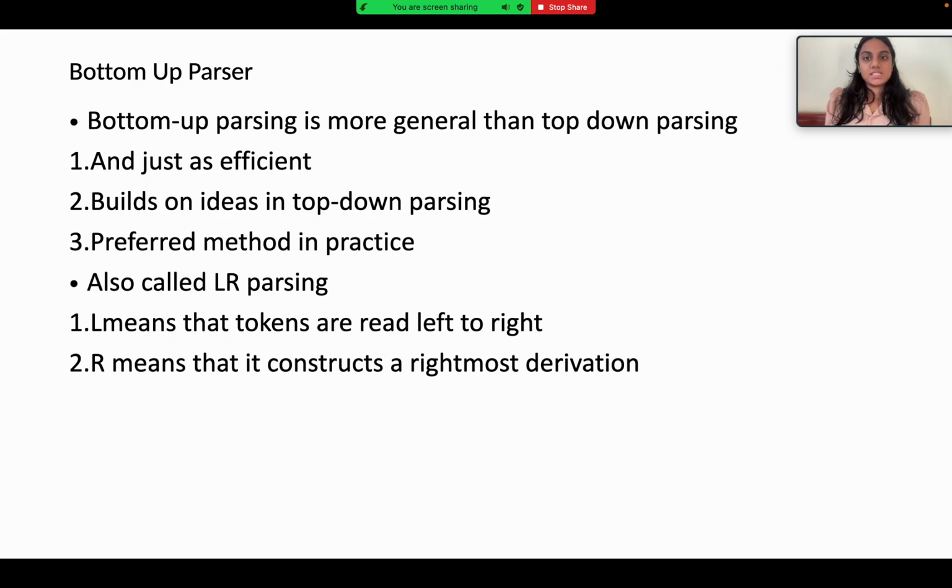Next is bottom-up parser. Bottom-up parsing is more general than top-down parsing. It is efficient and it builds on ideas in top-down parsing. It is the preferred method in practice. It is also called LR parsing. L here means the tokens are read left to right. R means that it constructs a rightmost derivation.